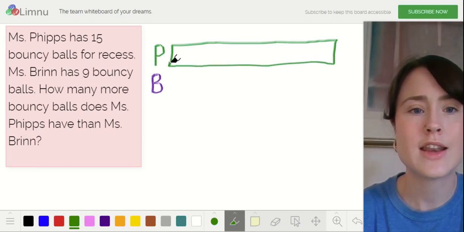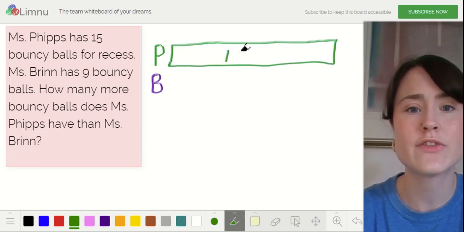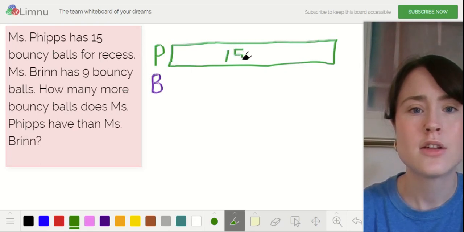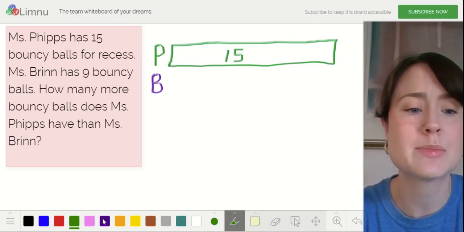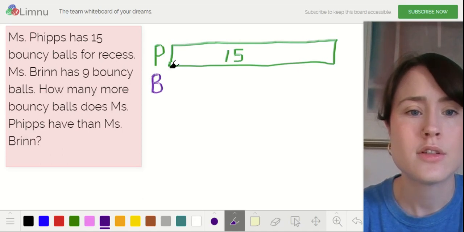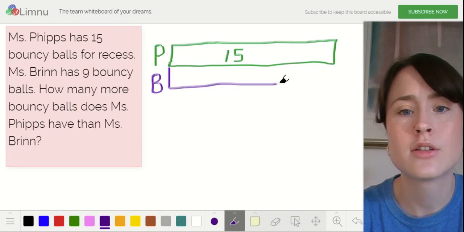Great. And now I need to label the value. She has 15. All right, how many bouncy balls did Miss Bryn have? Yeah, that's right, she had 9. So make sure her bar looks a bit shorter.